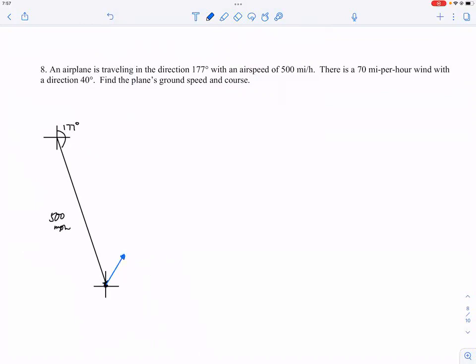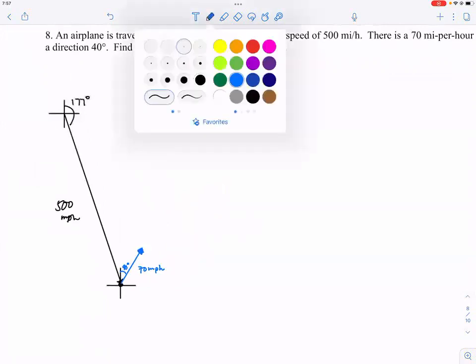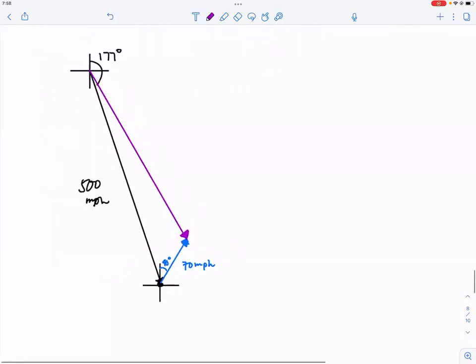We're not going to draw everything exactly to scale, but we need to make an effort to make it somewhat to scale. So this is 40 degrees, and this is 70 miles per hour. We would like to know the ground speed, which is the resultant. So this purple line right here is the actual plane's direction. And that is the speed that we can calculate, which seems to be shorter than 500 based on the diagram. That would be the actual speed after taking the speed of the plane and the wind speed both into account.